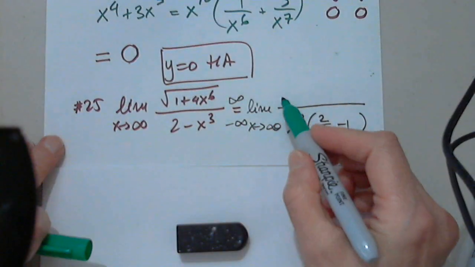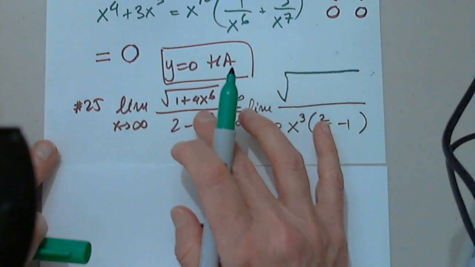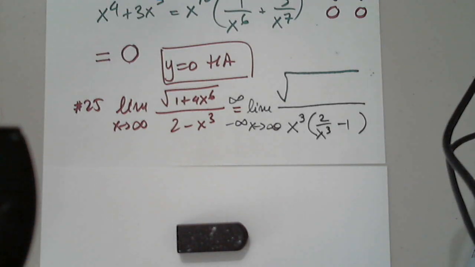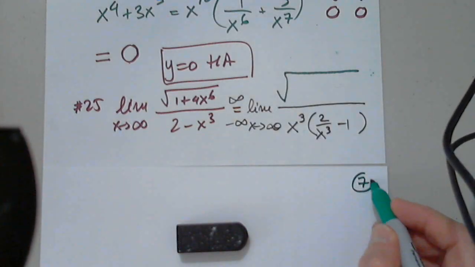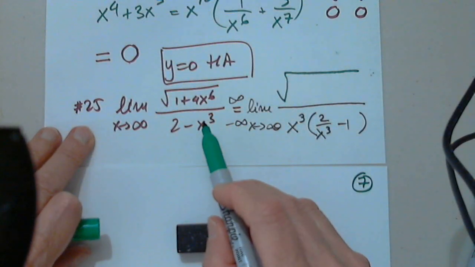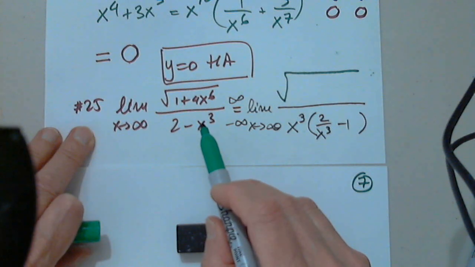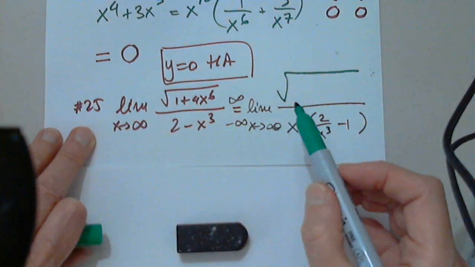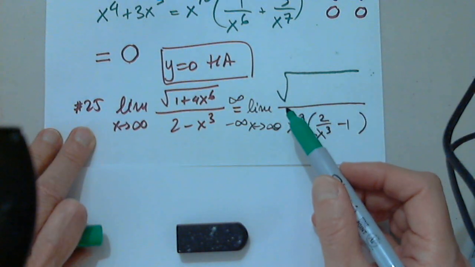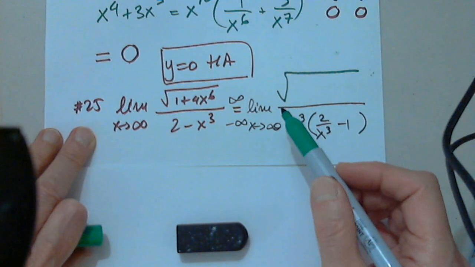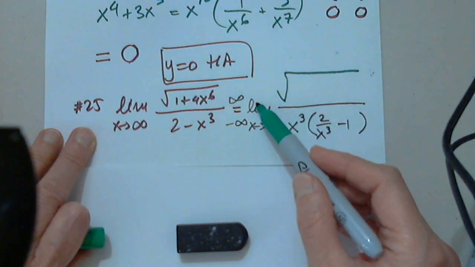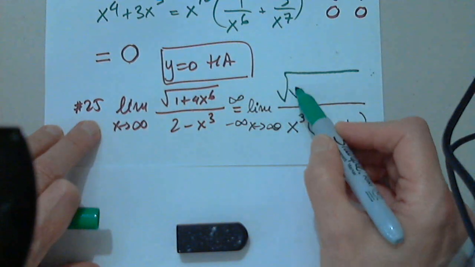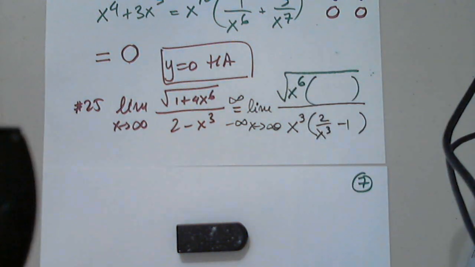Now, let's look at the square root. Can anyone tell us the degree of the polynomial inside the square root? 6. The degree. What is the degree of this polynomial? Maybe you said it and I didn't hear it. I thought I said 6. Good. I'm sorry. Forgive me.